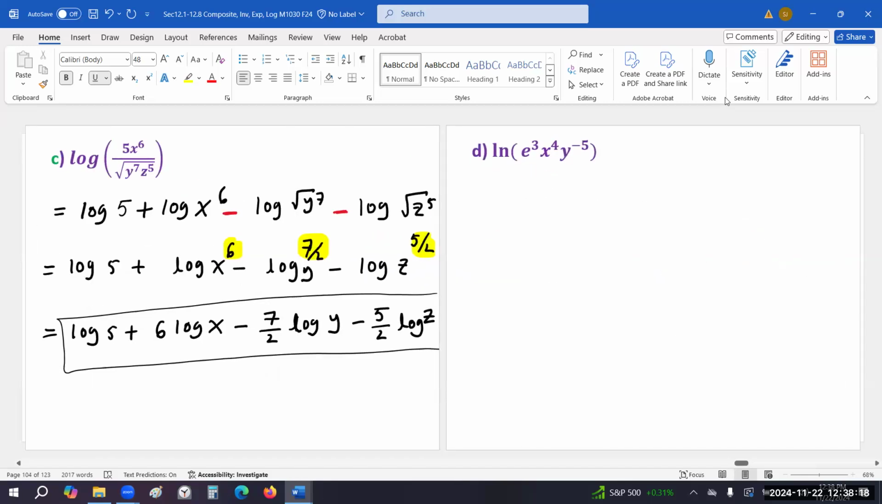Now we are going to do one example of this to refresh our memory, and then we are going to do the other way around. Many logs will be given, and you're going to combine them into one log.